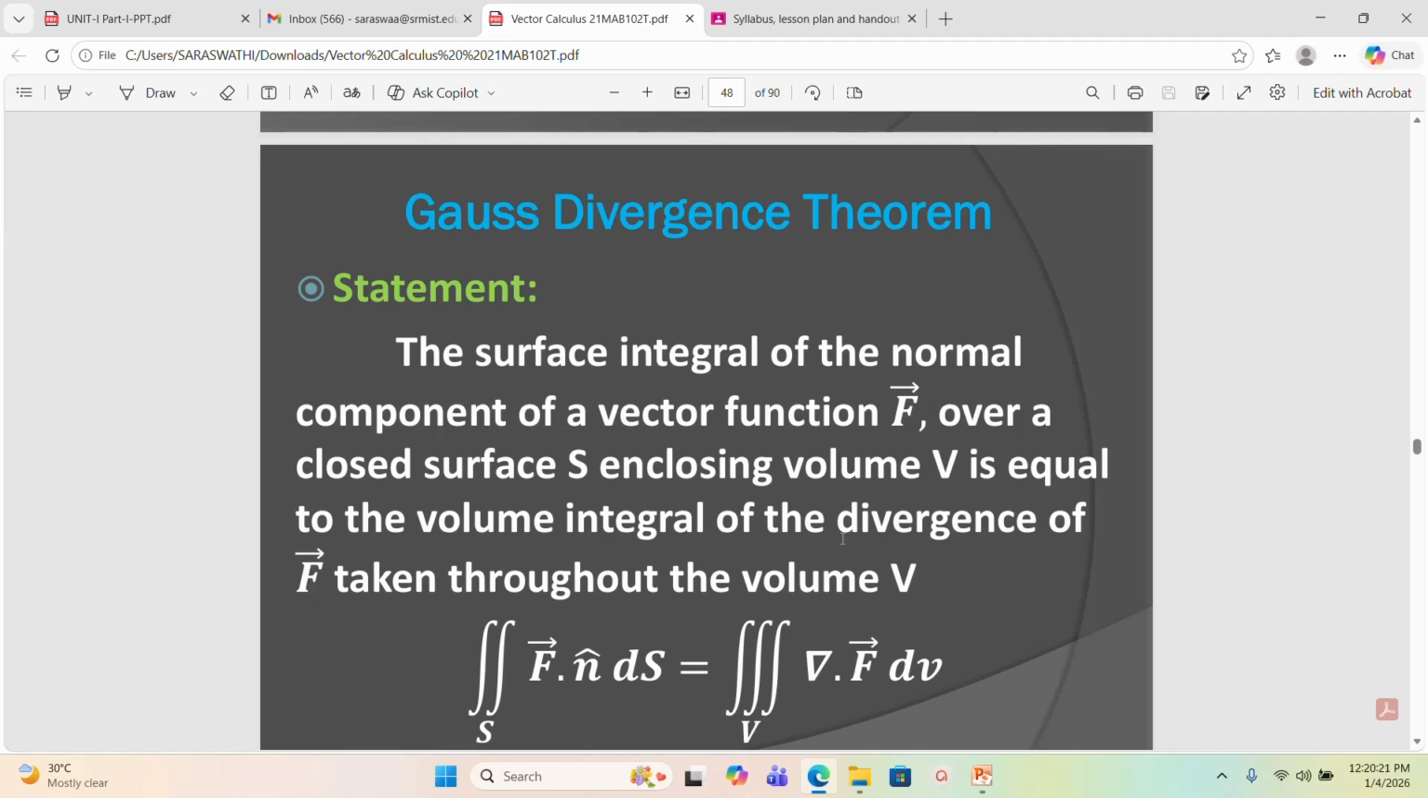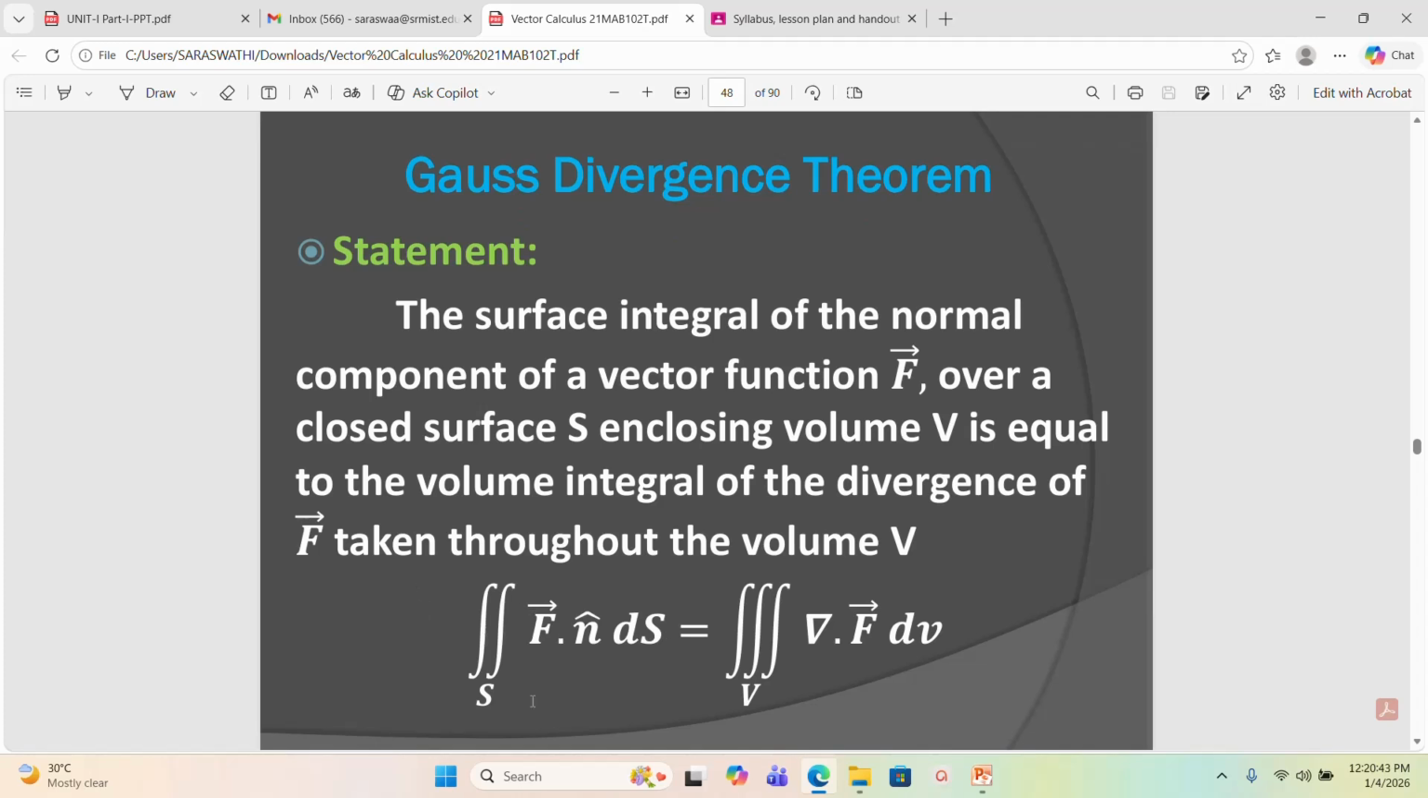Now the statement of the Gauss divergence theorem: the surface integral of the normal component of a vector function f vector over a closed surface S enclosing volume V is equal to the volume integral of the divergence of the f vector taken throughout the volume V. It means the surface integral is, as we know, the double integral over S of f vector dot n cap into dS, which is equal to the triple integral over V of del dot f vector into dV.